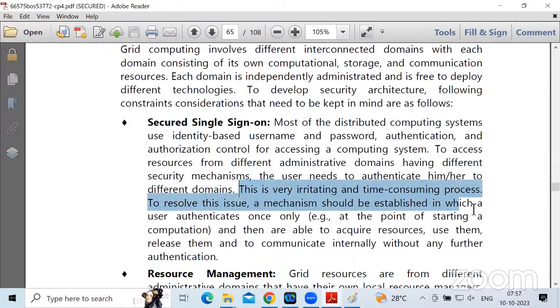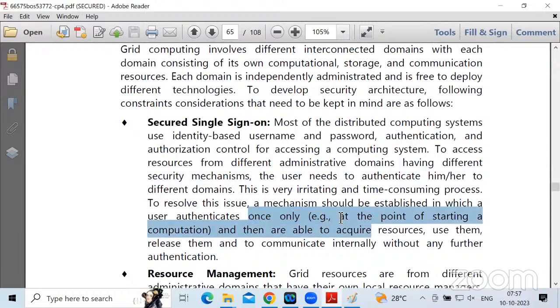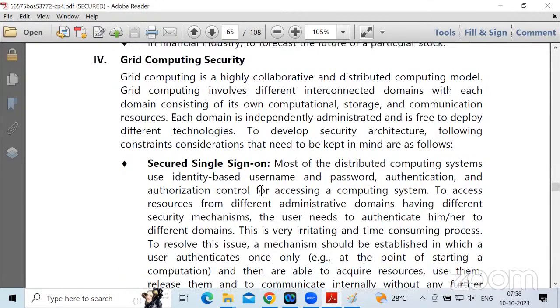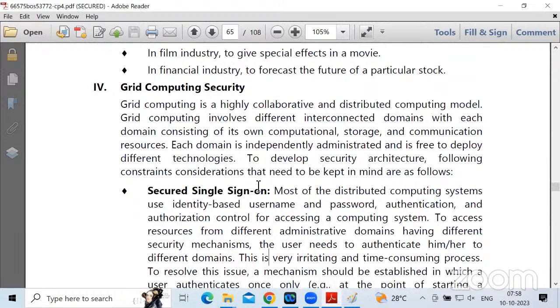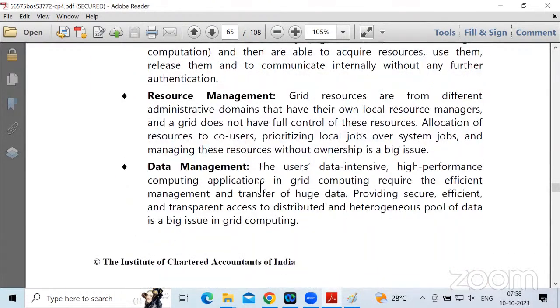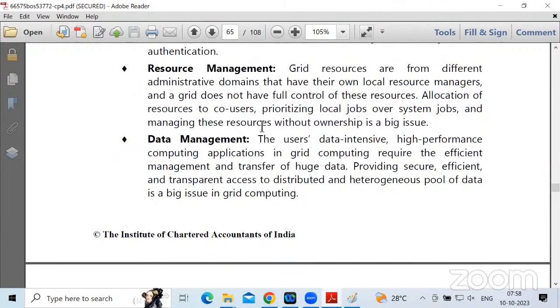To resolve this issue, a mechanism should be developed or established in which the user authenticates once only. For example, at the point of starting a computation, and then is able to acquire resources, use them, release them, and communicate internally without any further authentication. So there are grid computing security features. It may be advantages, it may be disadvantages also. Second thing is resource management.